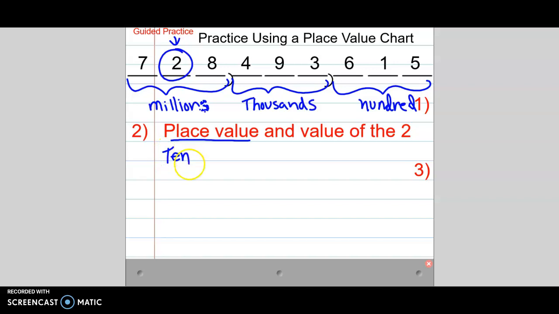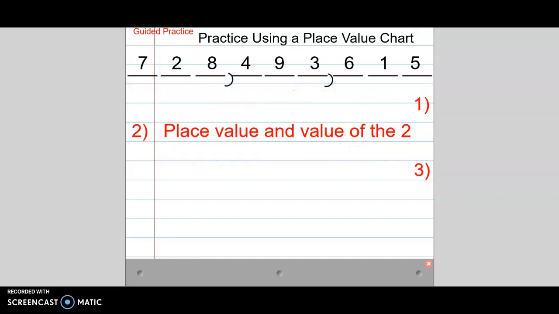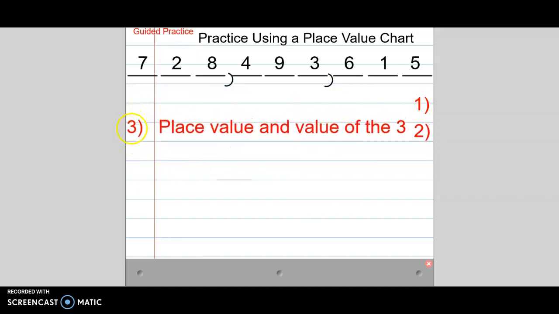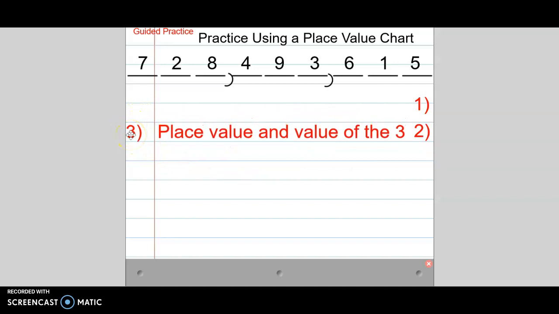So the place value is 10 millions. The value of it is the 2 in the 10 millions place. So if I have 2 10 millions, I have 20 million. So we just discovered the place value, and we talked about the value. We did it a little bit different way, focusing on the periods this time. And the last one, number 3. Again, if you want to do this on your own, pause it right now, and you can come back and see if we got it right. We're going to jump right into it.